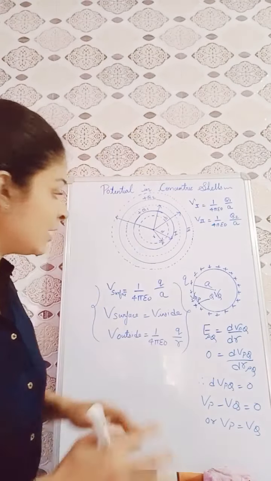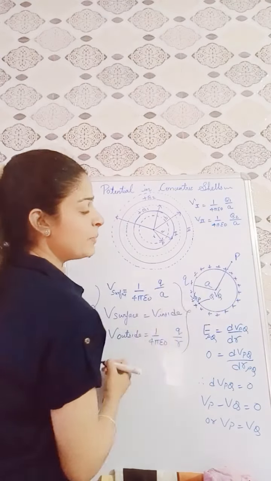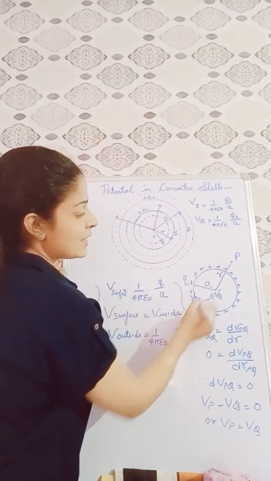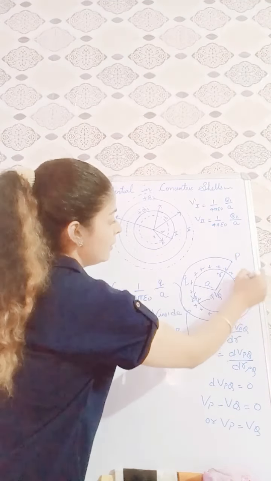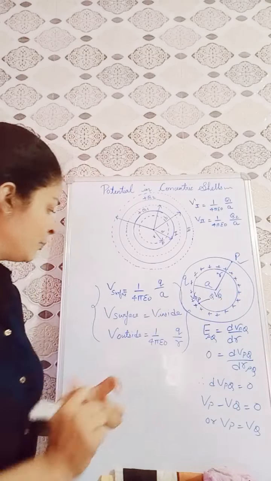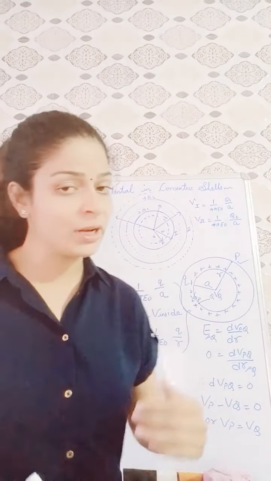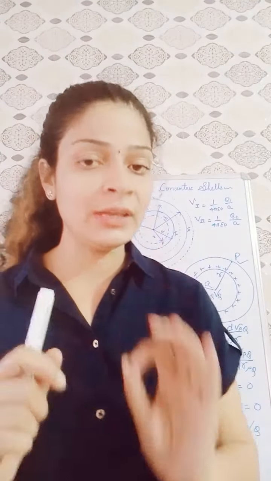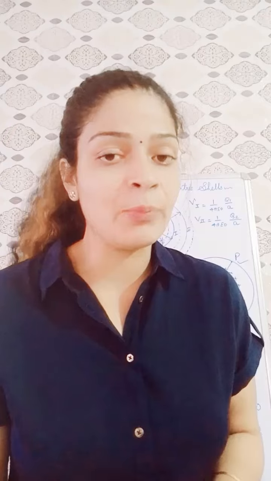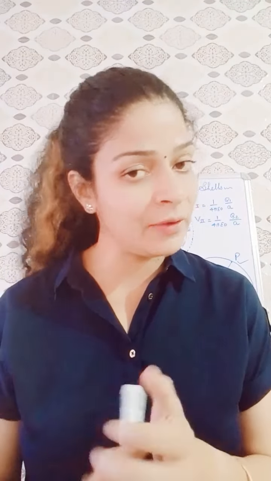Now if we consider any point outside the shell, suppose this is a point P at a distance r, and suppose we draw a Gaussian surface here. At the outside point the potential will be 1 upon 4 pi epsilon naught Q by r. This is the potential at any point outside the shell. This is a very important point to understand the potential in the concentric shell. I hope you all understand it very well.